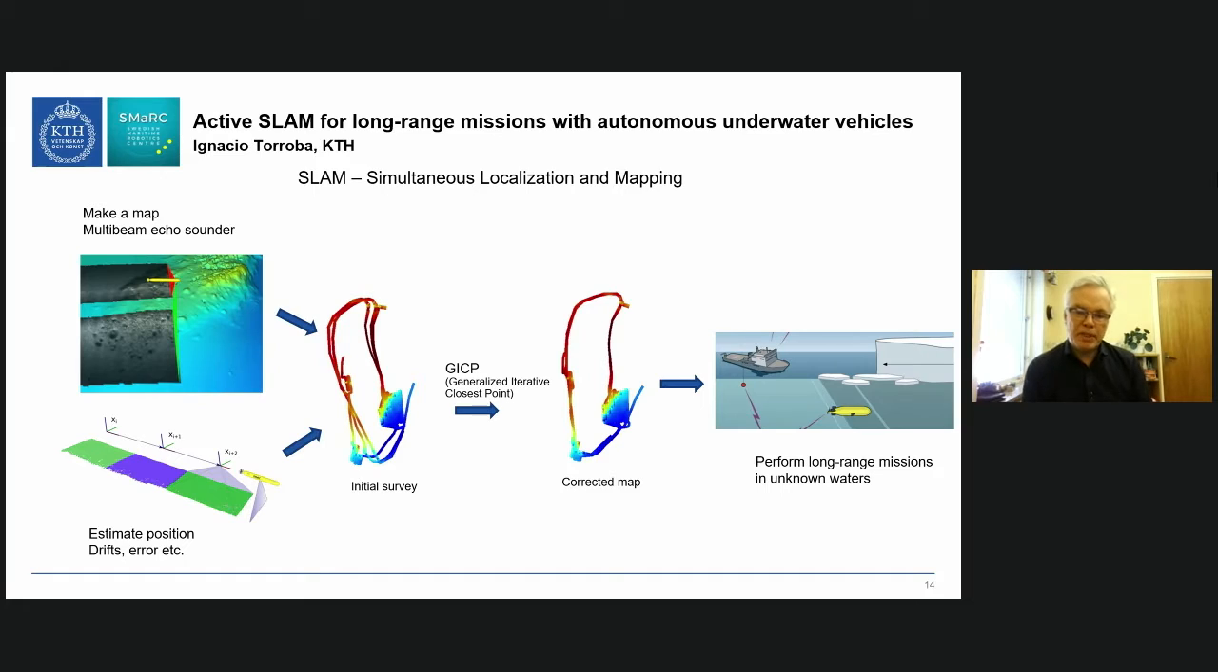And the reason we are doing this in this program is that we are working with technologies to do long-range missions in unknown waters. For instance, going under the shelf or ices in the Arctic. And there you definitely don't have any maps, and nobody has ever been there in those areas.